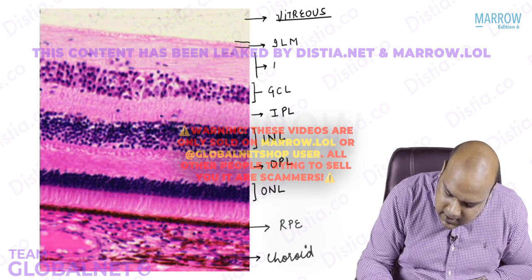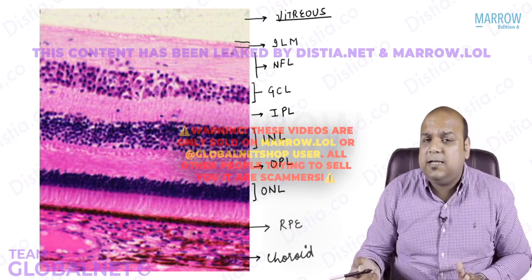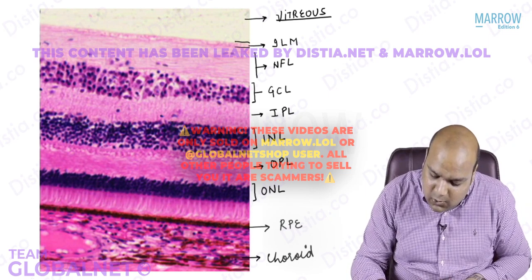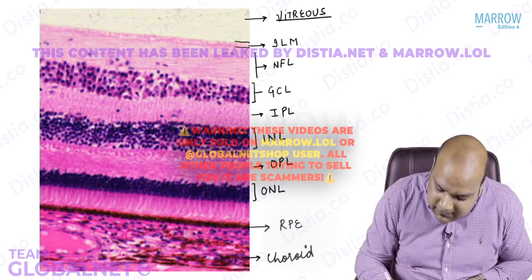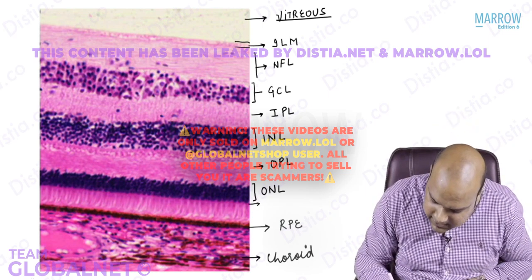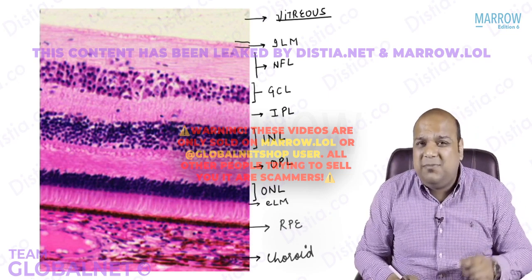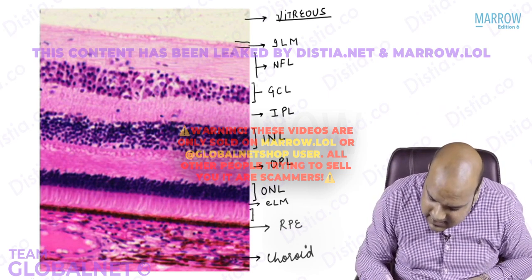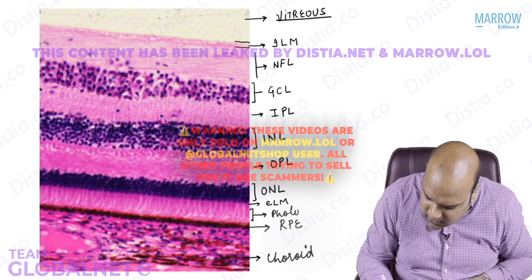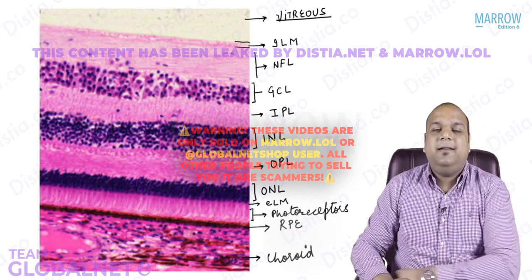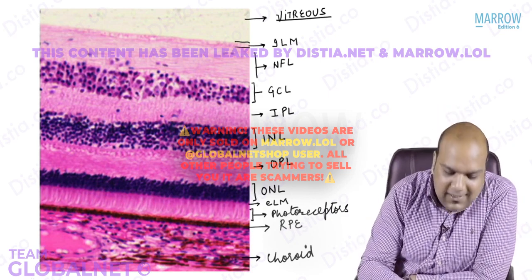This is my nerve fiber layer. See, I'm filling the blanks, that's all, because I know the names of the layers. ILM, IPL, OPL, and then what is left is ELM and photoreceptors. E, external limiting membrane, is a false basement membrane, almost invisible, so thin, everybody. And these are my photoreceptors. Okay, everybody.